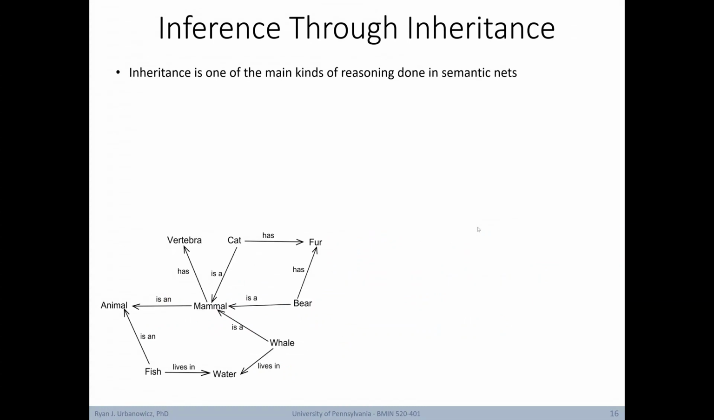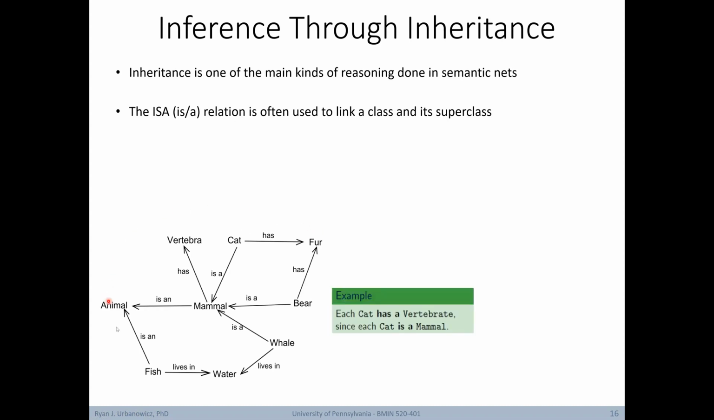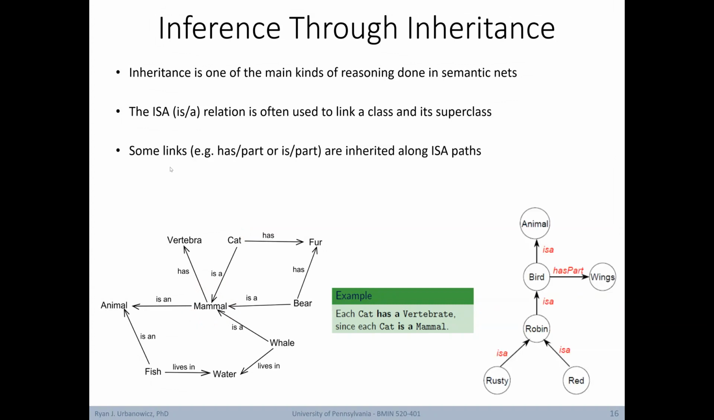In semantic networks, we can actually conduct some simple forms of inference. In particular, inheritance is one of the main kinds of reasoning used by semantic networks. Let's first reiterate that the is-a relation is often used to link a class and its superclass. In this example, we know that cat is a mammal. We also know that mammals have a vertebrae. We can infer that a cat has a vertebrae because a cat inherits the property of its more general superclass. Similarly, some links, such as has part or is part, are also inherited along is-a paths.